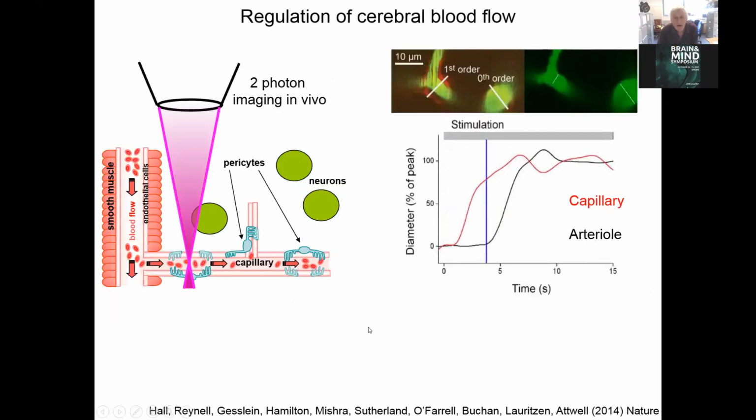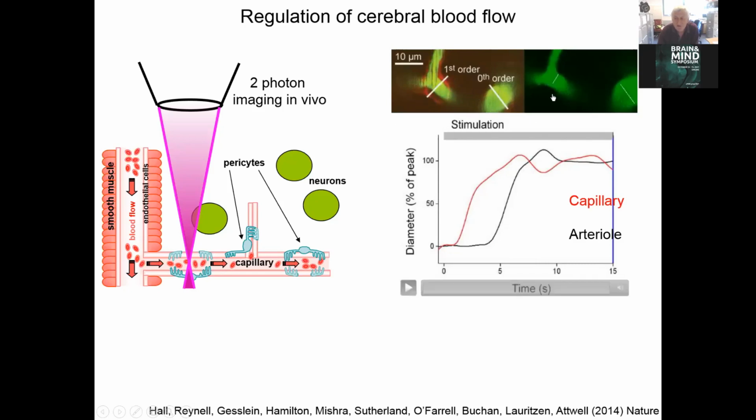Okay, so we want to know what happens in vivo. To do this, we've used 2-photon imaging to look through a hole in the head above the somatosensory cortex of a mouse, in which the pericytes are labeled red and the vessels are painted green by injecting Vicky dextran. This vessel on the right is a penetrating arteriole going down into the brain. This is the first order capillary and then 2 second order capillaries coming off it. And we can image this and measure the diameter.